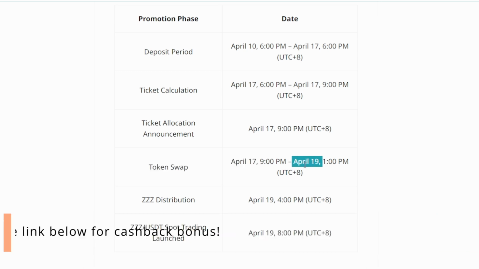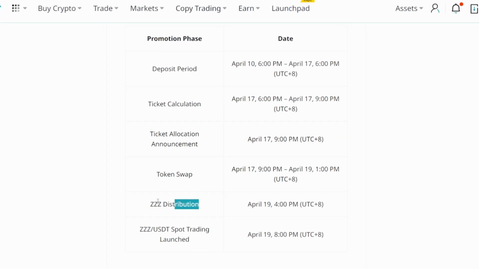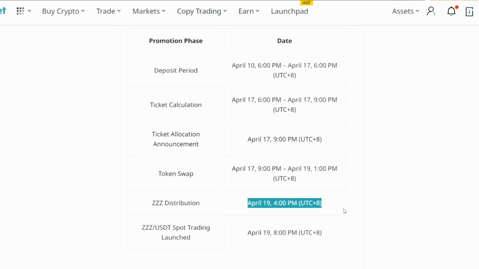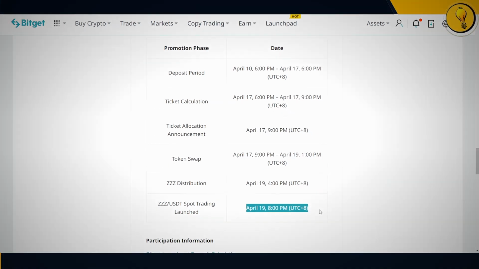Token swap is essentially when you decide that, hey, I actually want to cash in these tickets. I'm interested in this ICO and I want these tokens. So you have until April 19th to actually redeem your tickets. The token distribution happens on April 19th and it starts trading on April 19th, so it will hit the charts on April 19th. Okay, so this is the quick breakdown.